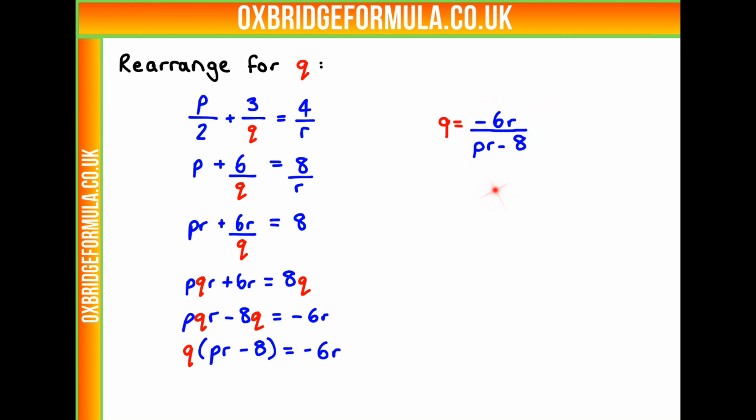Now this is a correct answer, but it doesn't really look like one we've got on our sheet. So there's one more step we need to do to convert it into our final answer. And that is to get rid of these minuses. So to do that, we just have to flip each of the signs. So this is going to become positive 6R, this will become minus PR, and this will become positive 8. So we get Q equals 6R over 8 minus PR, and that's our final answer, which corresponds to answer D.